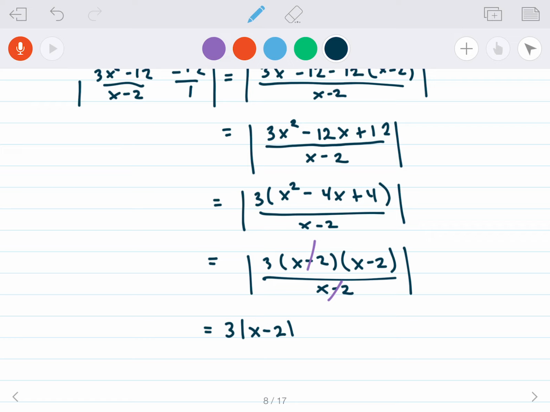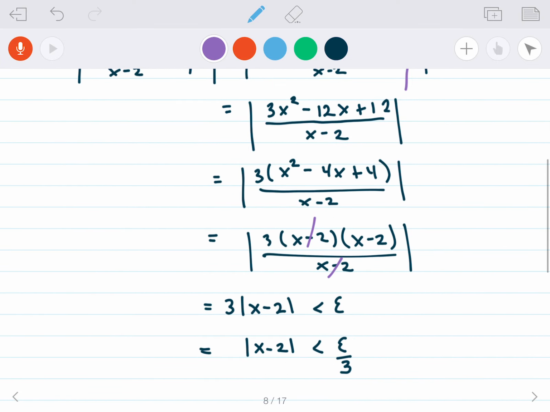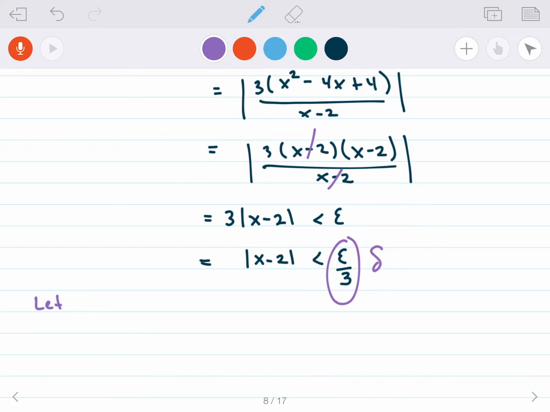And we want this, again, I haven't been writing the less than epsilon at each stage, but we want this to be less than epsilon. And if I divide both sides by 3 to just get the variable term, I get absolute x minus 2 is less than epsilon over 3. And if I scroll back up here, that's going to tell me what delta needs to be. I want x minus 2 to be less than delta. And so if this were delta, everything would work out. So that's what I'm going to do. I'm going to let delta equal epsilon over 3, and then the result will follow.